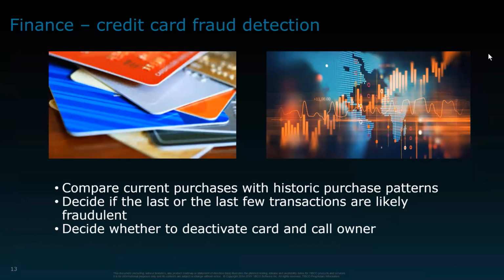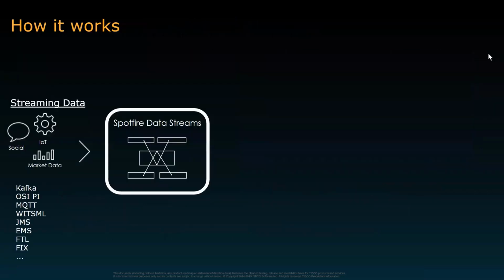In credit card fraud detection, you're comparing the current purchases with the historic purchase pattern, and in the end, you need to decide whether to deactivate the card and call the owner, or whether you want to automatically deactivate it without actually asking the owner at all.